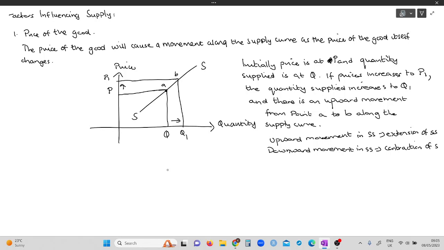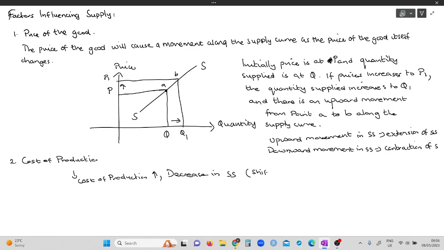Now, other factors of supply, we have the cost of production. So the first factor was the price of the good. Now we will talk about the cost of production. So for a producer, an increase in his cost of production will cause his supply to decrease because he will have much more cost to pay. So when cost of production increases, there will be a decrease in supply.